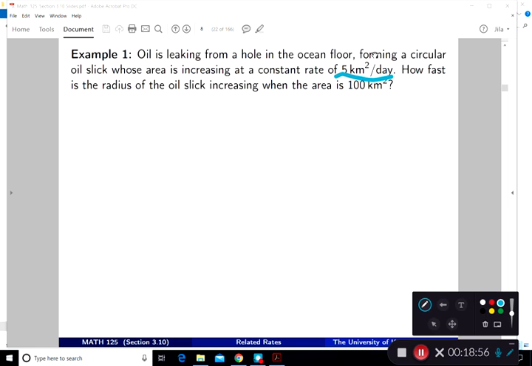Okay, something to mention: this is an actual problem that would happen. Let's say that they know that they have an oil leak, and they know how much oil is being lost, so they can figure out how fast the area is increasing, and they just want to know when the oil slick is going to get to their shores, because that can be determined by the radius.